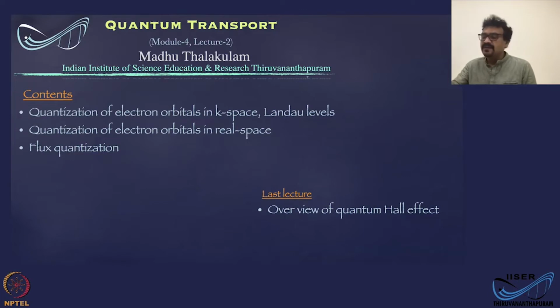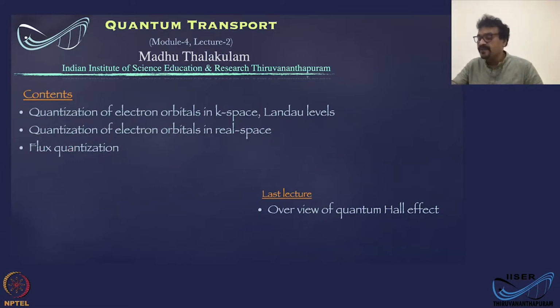In the previous lecture, we did an overview of the quantum Hall effect. In this lecture, we will look into the mechanism of quantization of electron orbitals in K-space, Landau levels, and the electron orbitals in the real space, their quantization, and flux quantization.